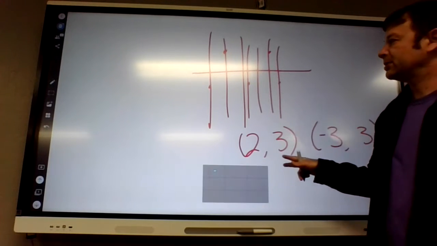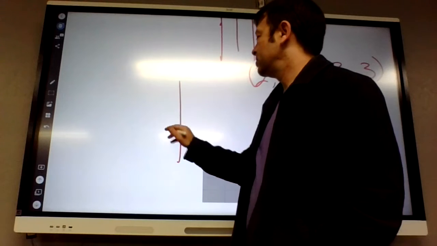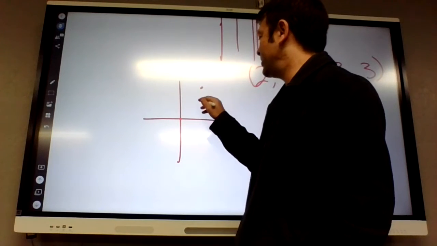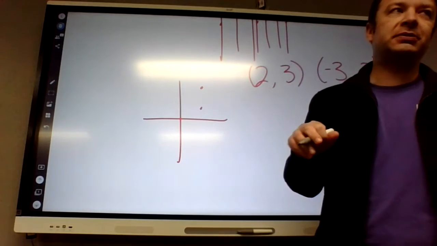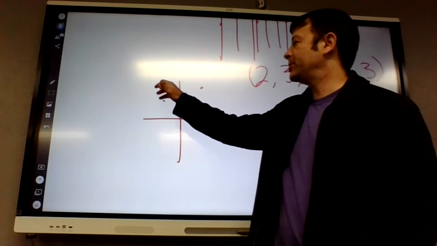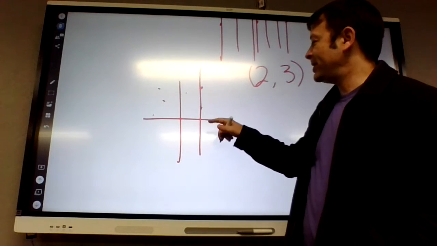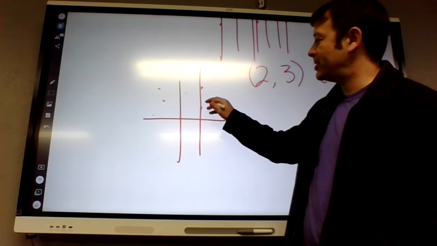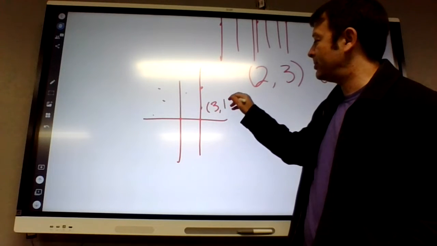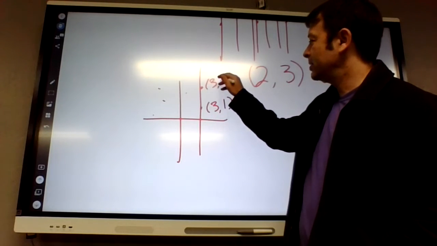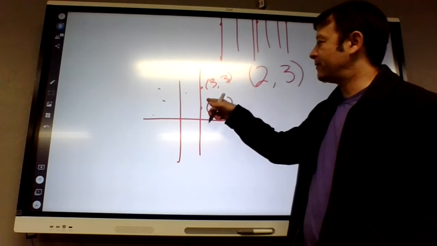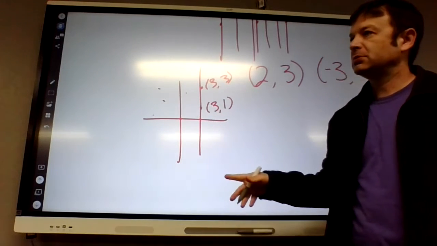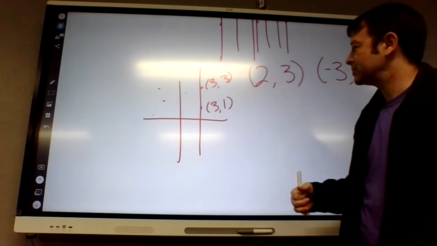So what is not a function? This is not a function. There might be a bunch of other dots over here. Because basically what this means is maybe this point is (3, 1), and maybe this point is (3, 3). So that would not be a function. The 3 goes to two different things.